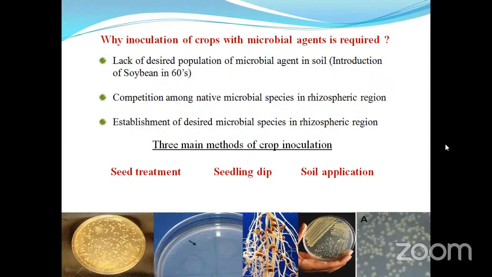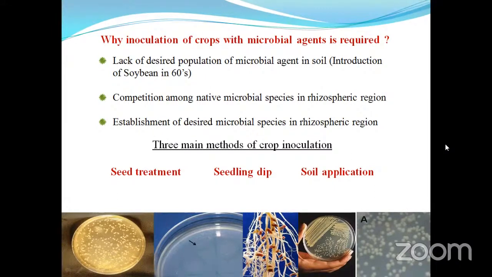Next thing is competition among the native microbial species in the rhizosphere region. As you know, in the rhizosphere region, thousands of species of microorganisms remain there. So those are native microbial species. Whenever you inoculate a crop, that inoculant should be competent enough to compete with the native microbial species and then establish itself in the rhizosphere region or root zone. Then only you can get the benefit of that microorganism.